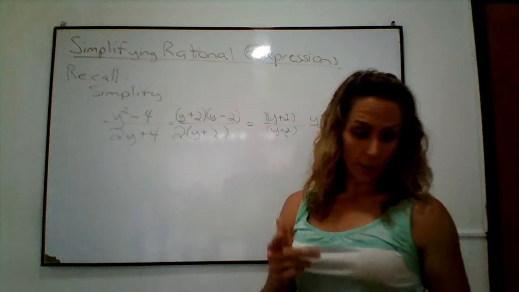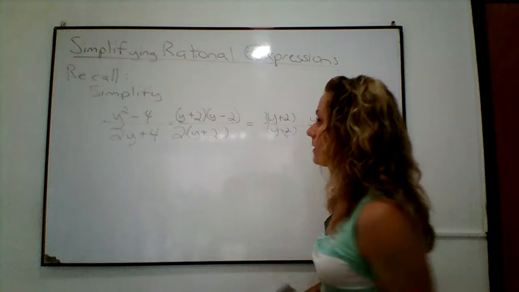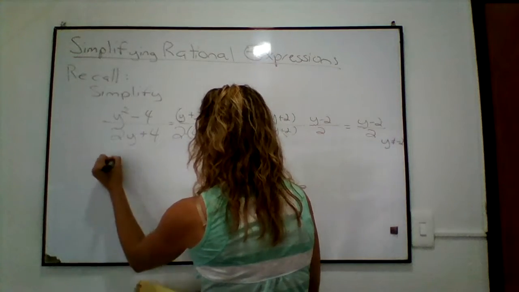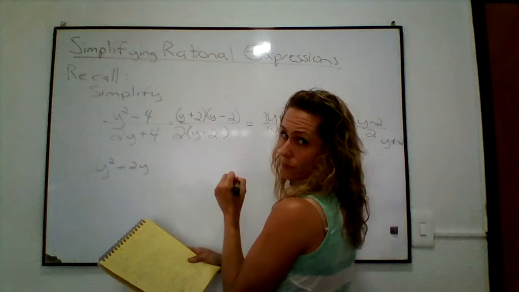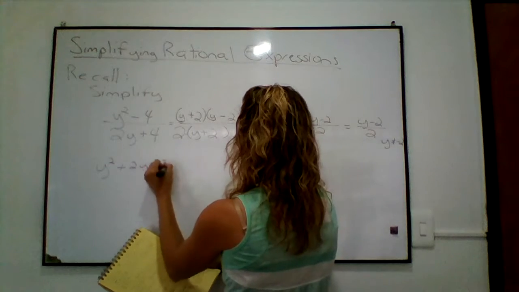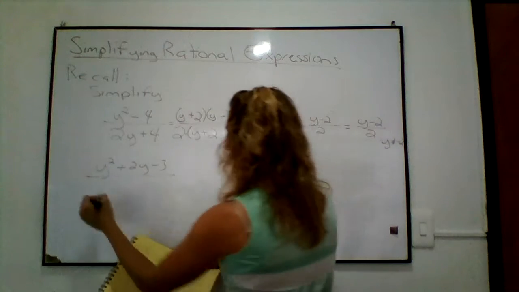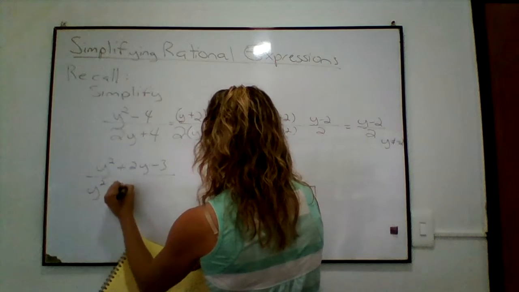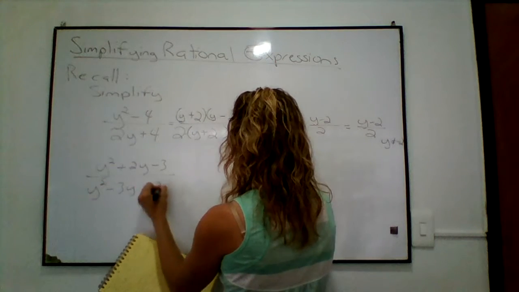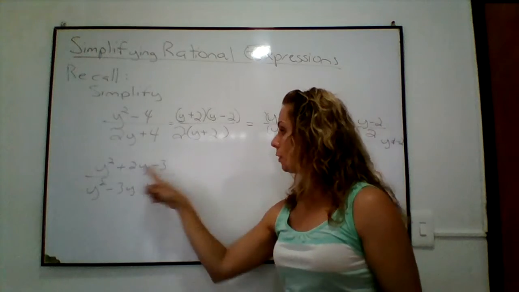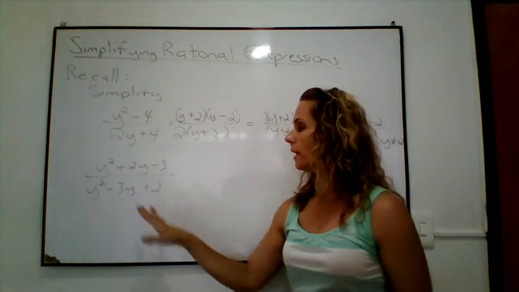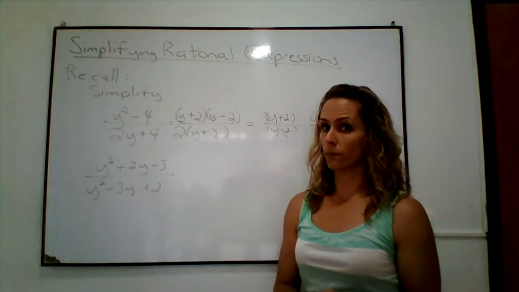I'm going to do one more example. This is going to be a trinomial. So how many terms does a trinomial have? One more. And in the denominator, I've got another one. Polynomial in the numerator, polynomial in the denominator, so this is a rational expression.